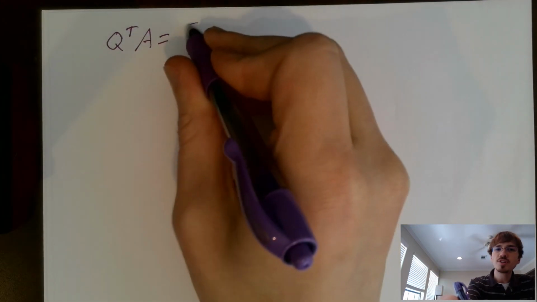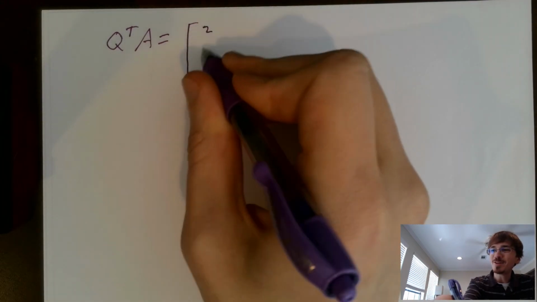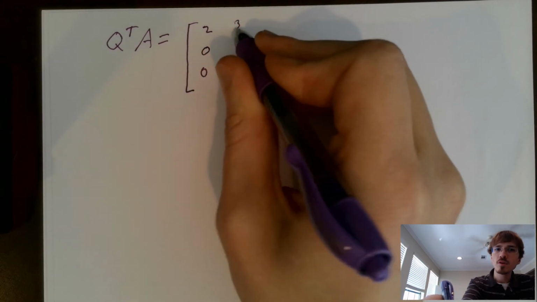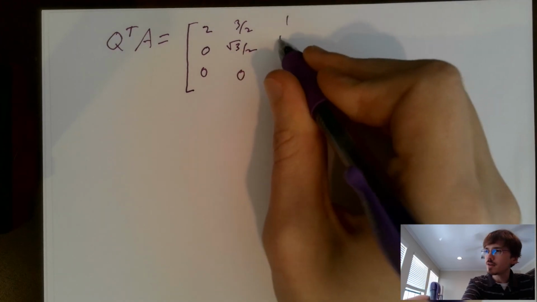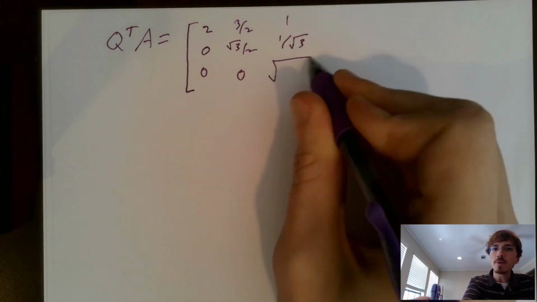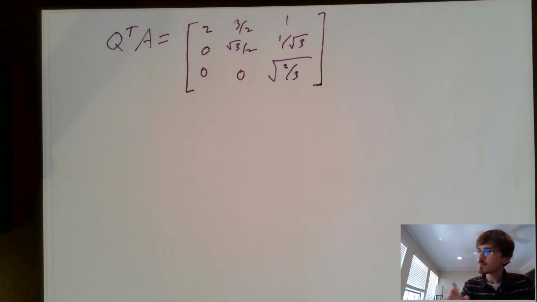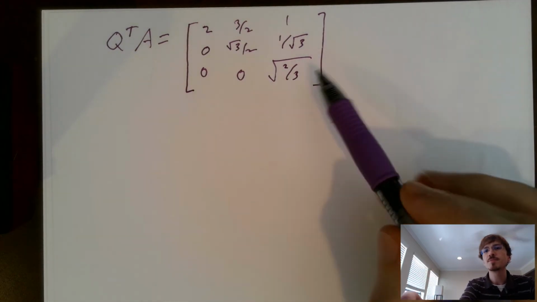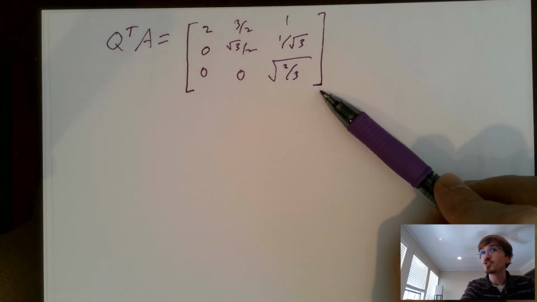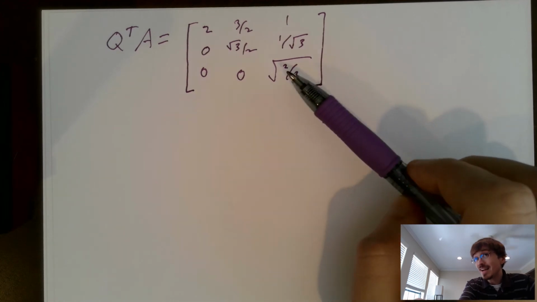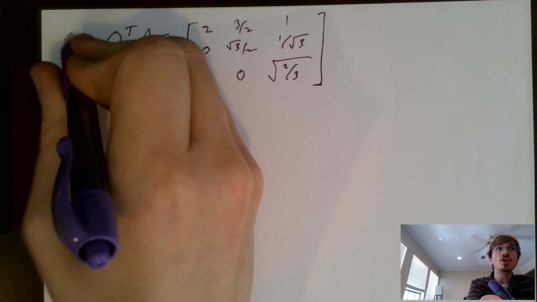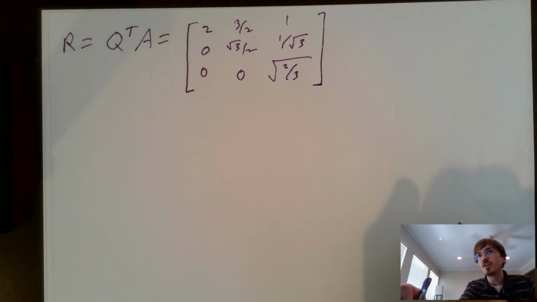So the matrix Q transpose times A, I think, is the matrix [2, 3 halves, root 3 over 2; 0, 1, 1 over root 3; 0, 0, square root of 2/3]. What do we notice about this matrix? We notice that this matrix is upper triangular, and it has positive elements on its diagonal. And this is not an accident. Typically, we call this matrix R.